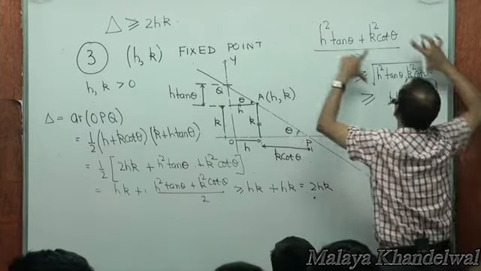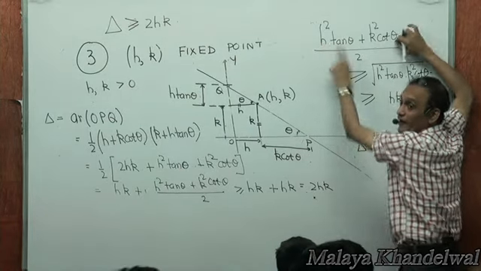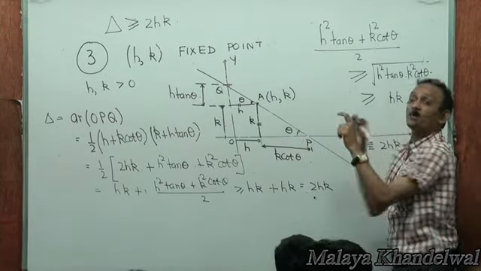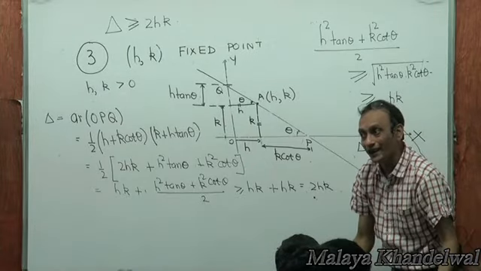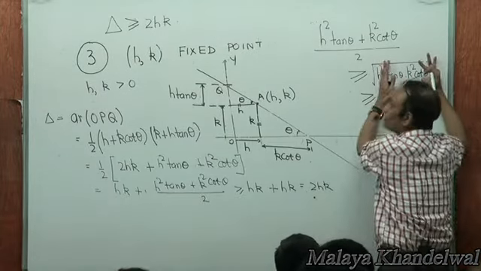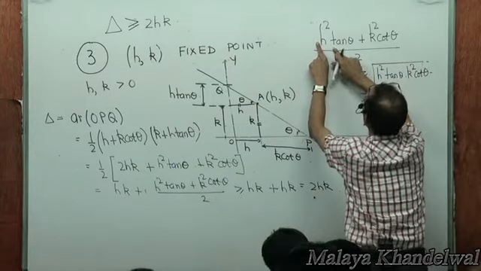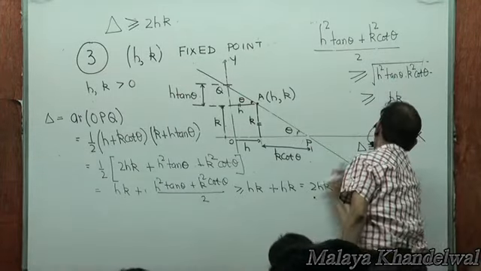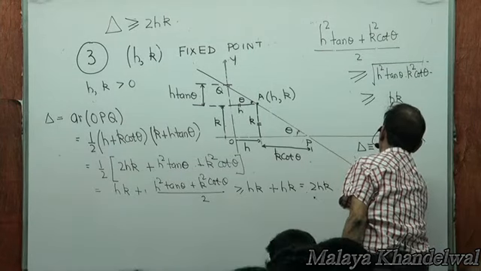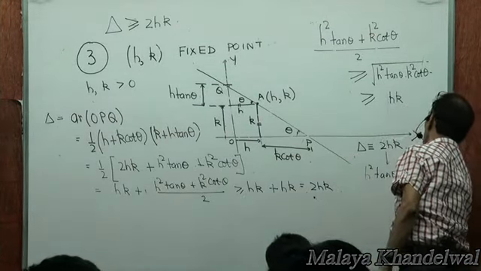And when would AM be equal to GM? When the quantities involved are equal. That's when AM becomes equal to GM, isn't it? When the quantities involved in the AM-GM inequality are equal. That means this will become equal to HK when h squared tan theta is k squared cot theta. This will happen when h squared tan theta is k squared cot theta.